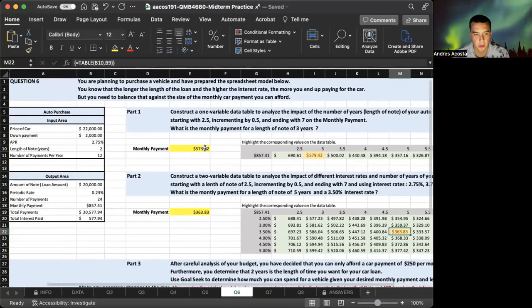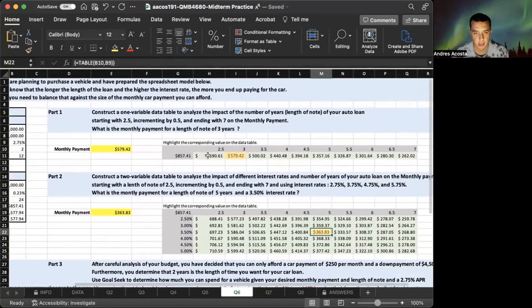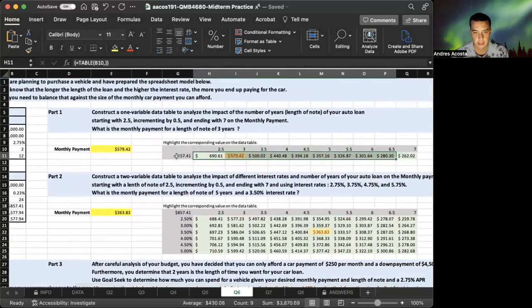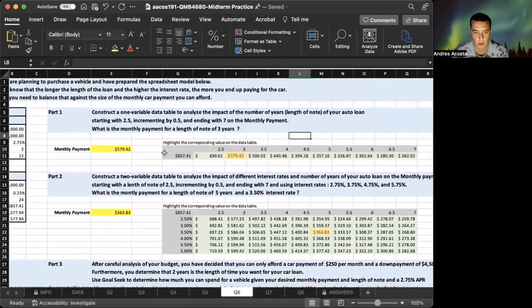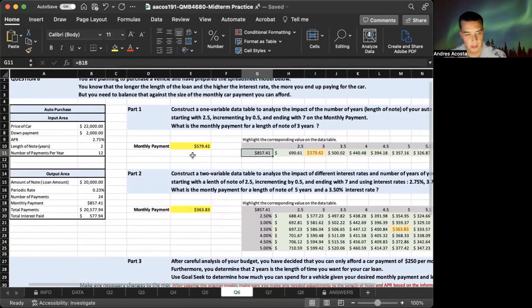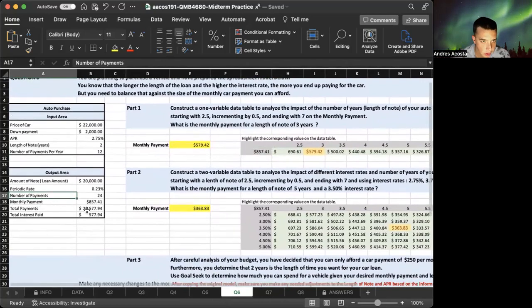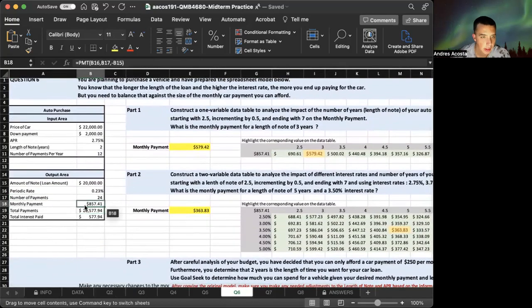First off, the only cells that this table had filled in were the top row. To fill in this cell, we have to know the monthly payment. The monthly payment here, as you can see in B18, is $857.41. We will type that in right here, equals B18.